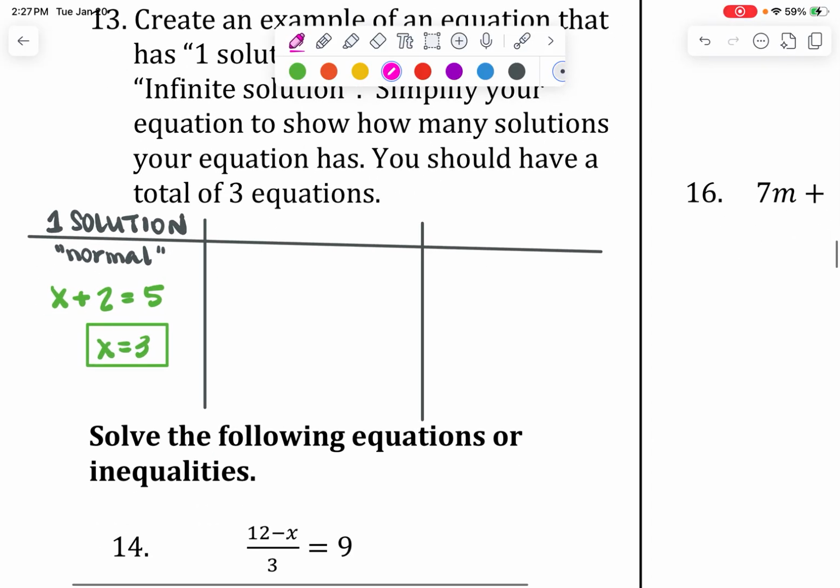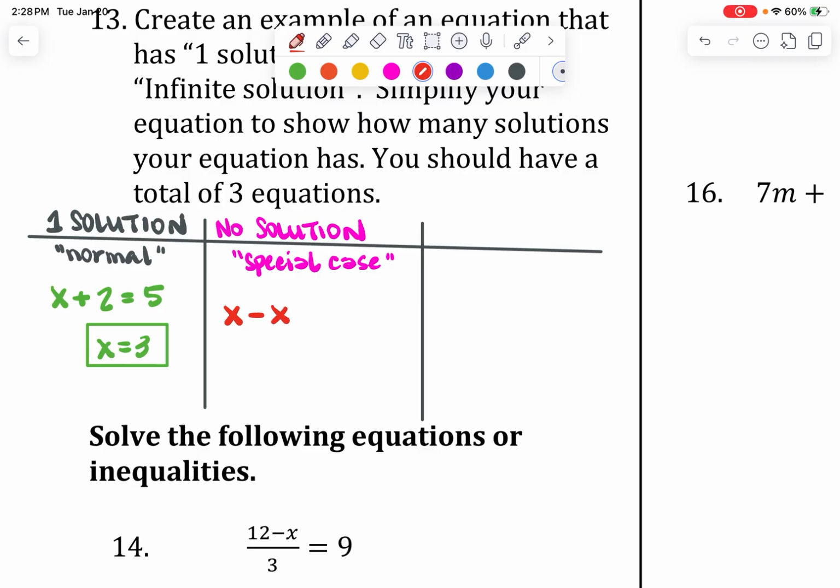Yeah, no solution. Remember, this is what we call a special case, right? Special cases happen when your variables cancel and what you're left with is a false statement. So I'm just going to make up a super easy example of this. So let's see, something like x minus x plus 3 equals 7.